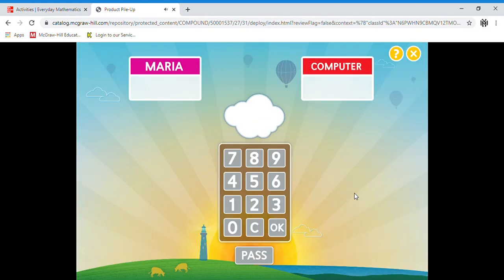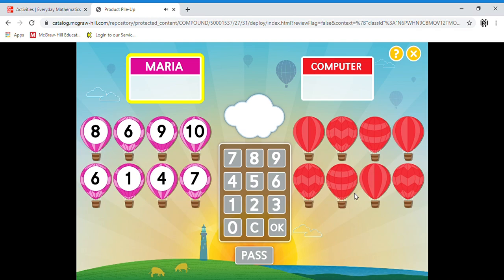Are you ready to play Product Pile Up? Here we go. Click 2 balloons to select them. Enter the product of the numbers on the 2 selected balloons and click OK.